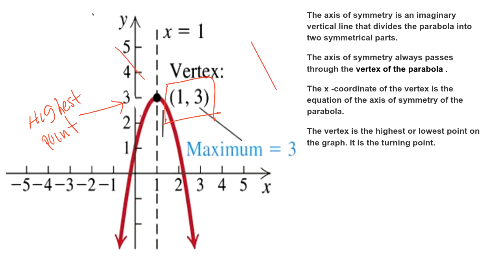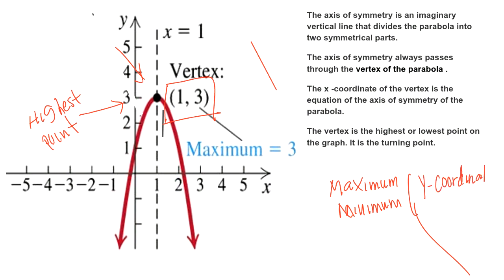So you're familiar with maximum and minimum. So this is the highest point. Your maximum will be 3. Remember, your maximum value and minimum value is always your y coordinate. So the maximum value is 3.